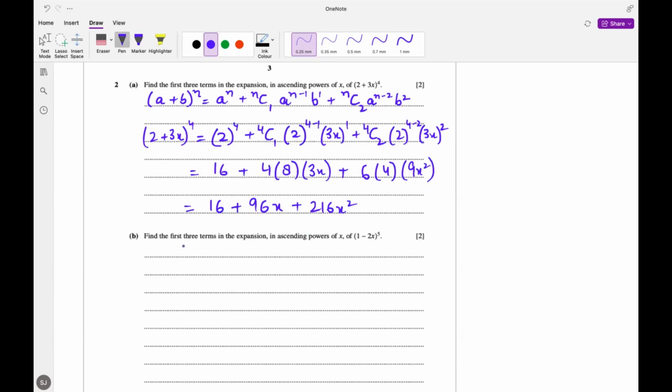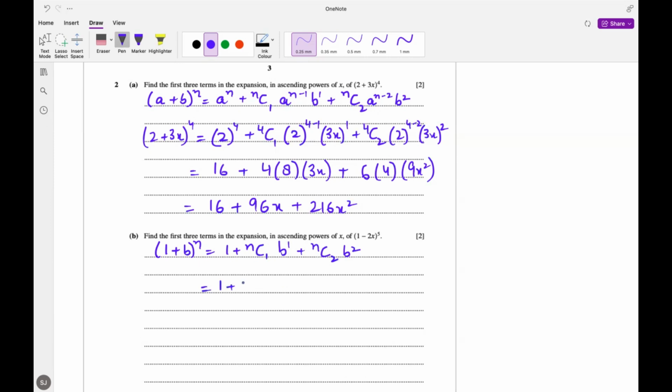In part B, we have to find the first three terms in the expansion in ascending powers of (1 - 2x)^5. Now, if we have a 1 over here, (1 + b)^n, the formula simplifies to become 1 plus nC1 b^1 plus nC2 b^2. As in this formula, if in place of a we substitute 1, there will be no change in the answer. So the formula simplifies down to nC1 b^1, nC2 b^2. So now we'll just replace n and b with the values.